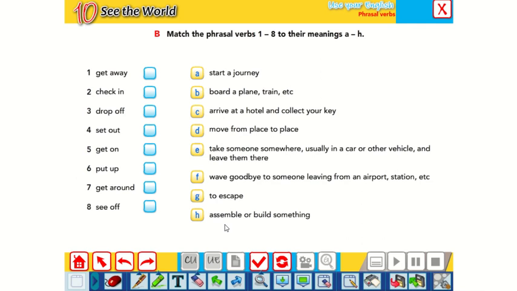So please pause the video now, think about the meaning of these phrasal verbs, match them with their definitions, then come back to check your answers with me.